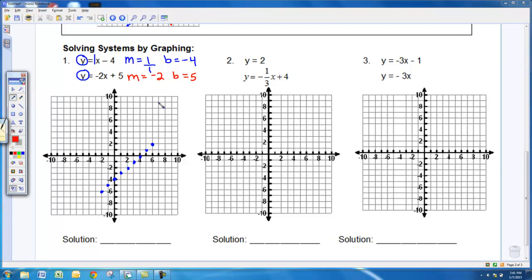The y-intercept of the second line is 5. My slope is -2 over 1, so I will move down 2 and right 1. And I'm going to keep up that pattern, down 2 and right 1. And I notice that these two lines intersect at this point right here. I'm just going to finish my lines.